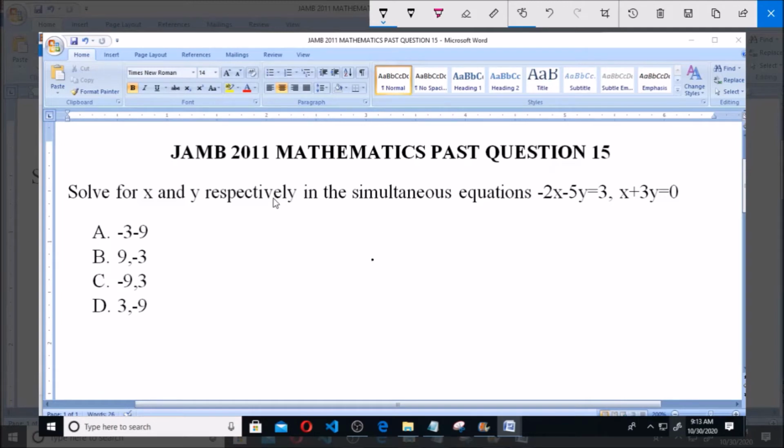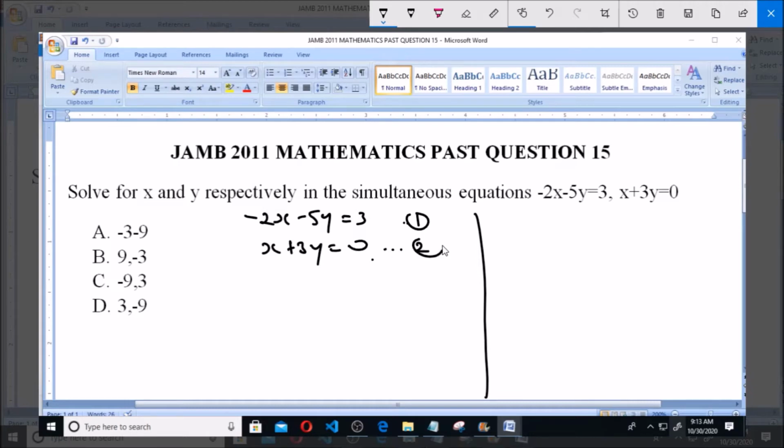Now we are given two equations and we have to solve them simultaneously. The first equation is -2x - 5y = 3, equation 1. And the second equation is x + 3y = 0. Let's call this equation 2. Now from equation 2, we can say that x is equal to -3y. Let's call this equation 3.